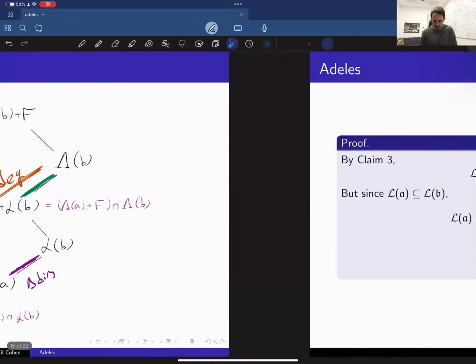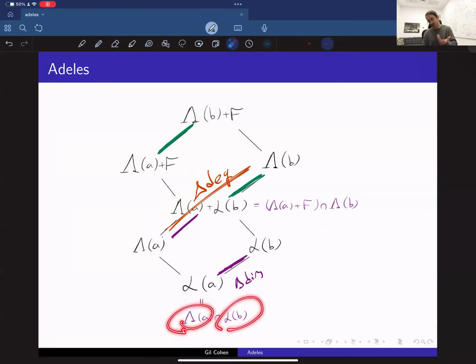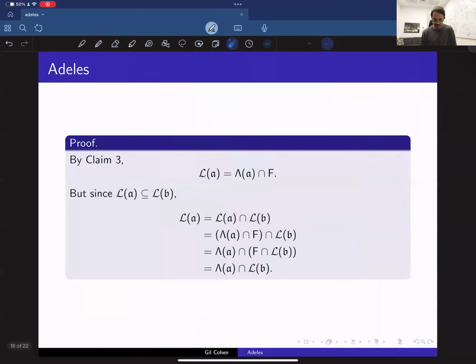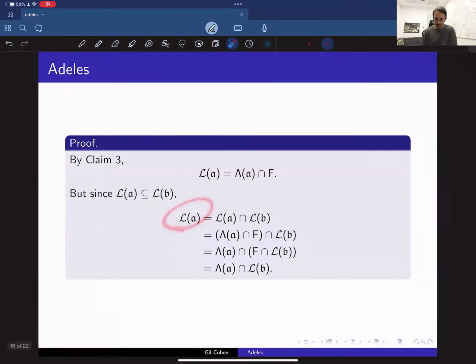So let's start with the easier one, this one. Why is the Riemann-Roch space of A precisely the lambda space of A intersected with the Riemann-Roch space of B? Actually, here I prove it immediately. So what is L of A? We saw already that L of A is lambda A intersected with F. For a given fixed divisor, the Riemann-Roch space is precisely the lambda space of that divisor intersected with all functions. It's almost a tautology.